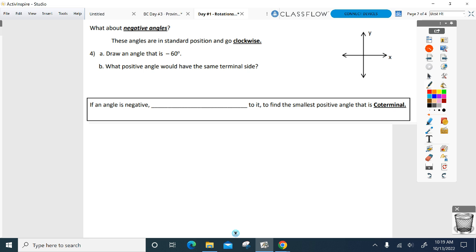Graphing negative angles now. Instead of going counterclockwise, I go clockwise. So ready? If that's 0, start going clockwise, this would be negative 90 now, right? Because positive 90 is up top. And if I keep going around clockwise, negative 180 and negative 270. So now I go clockwise with it.